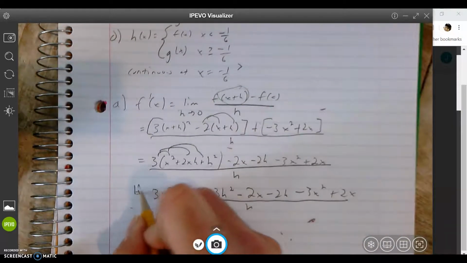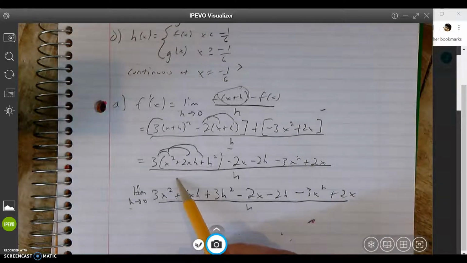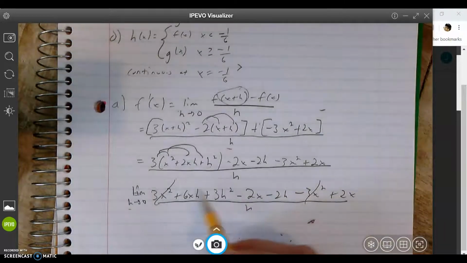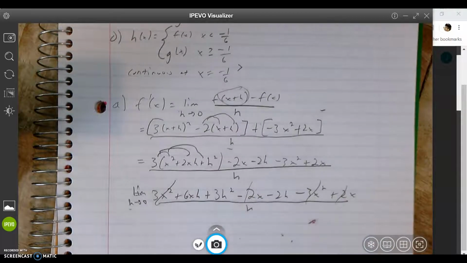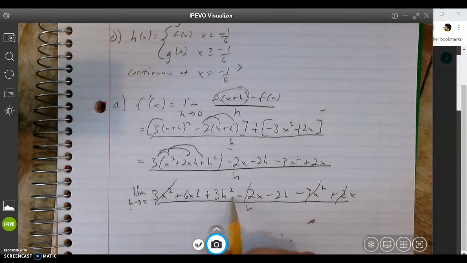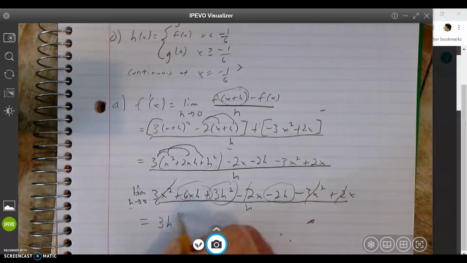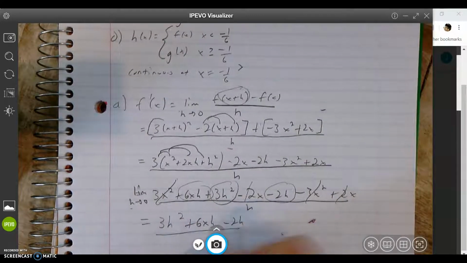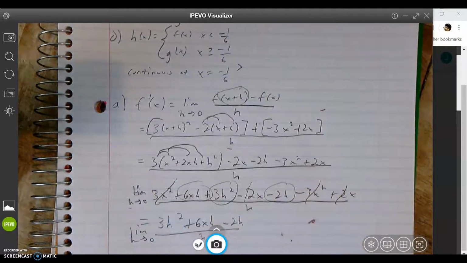And here, forget this is the limit as h approaches 0. Right there. Alright, what do I see? Start simplifying this numerator. 3x squared and negative 3x squared is 0. Negative 2x and positive 2x is 0. Bam. So it looks like I got a bunch of terms. I got this, this, and this remaining. So generally put the h squared first. So it's 3h squared plus 6xh minus 2h over h. And this is the limit as h approaches 0.